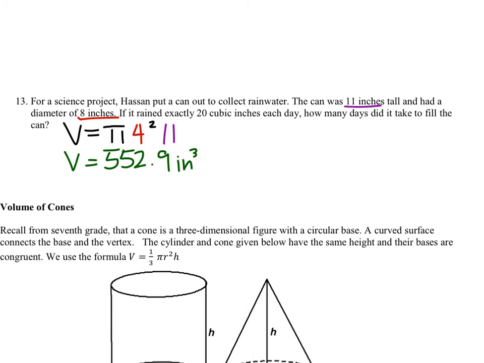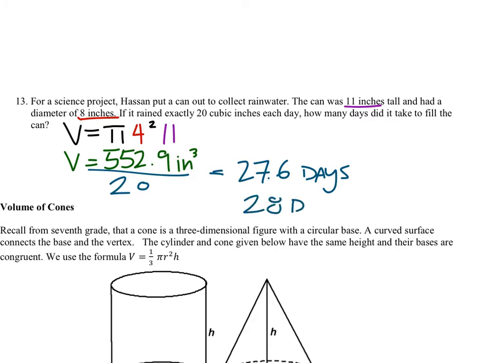That is the volume. But it's only raining 20 cubic inches every day, so to find how many days this will take, I'm going to divide this by 20. And that will tell me how many days. I got 27.6 days. Now, if you waited the full day, you could say it was 28 days, but you definitely could not say that it was 27 days, because it still would not be filled up.